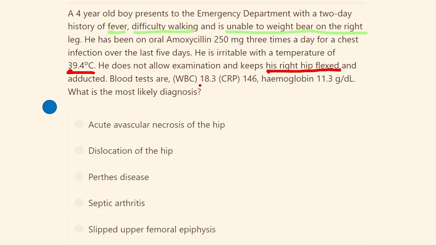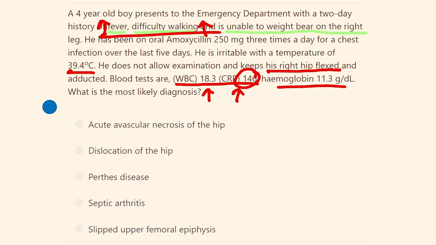Blood test shows WCC 18.3, which is very high, and CRP very high. So WBC high, CRP high, that means there is a definite infection. Hemoglobin 11.3 gram per dl. And here we can see there is the fever, and when the temperature increases there is difficulty walking. These are the features of acute inflammation, so acute inflammation caused by infection in this case.